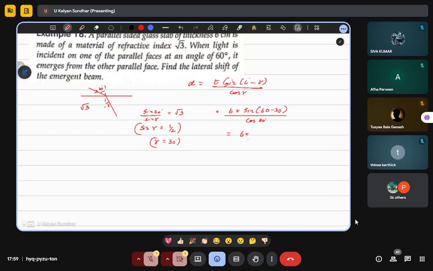Now, sin 30 is 1 by 2 and cos 30 is √3 by 2. So the 2 and 2 will get cancelled. You will get it as 6 by √3. On factorizing, 2√3 centimeter is your answer. Right?